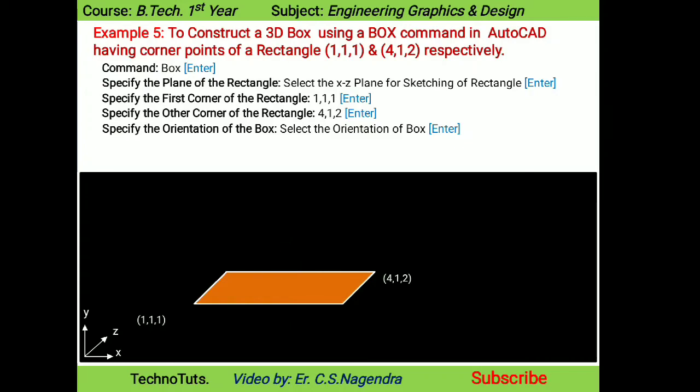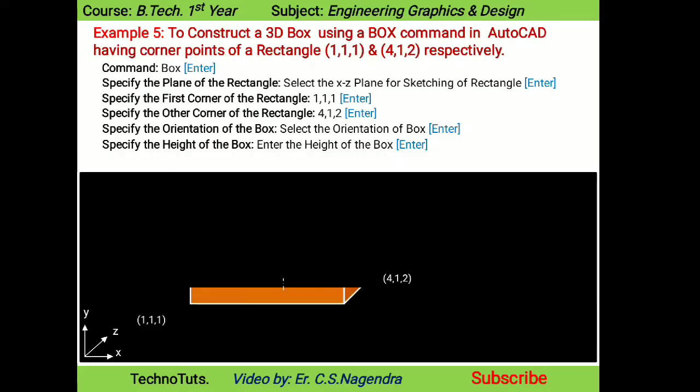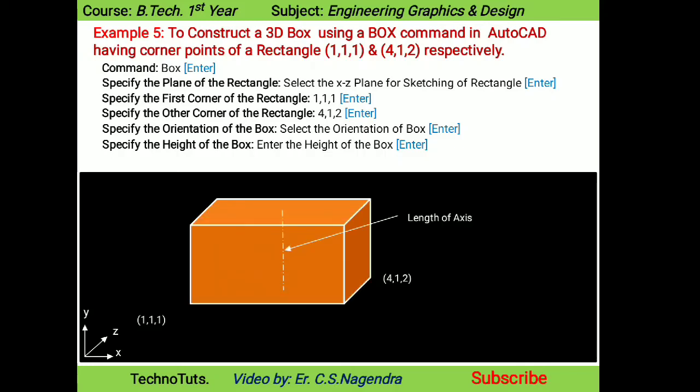Okay. Now the computer will ask you to specify the height of the box. So enter the height of the box, say 2 units or 4 units or 20 units, whatever units you want to construct. Just type the value and press enter key. You will see that the 2D object will get converted into a 3D box. Okay students, got it? Okay, let us move to another problem.